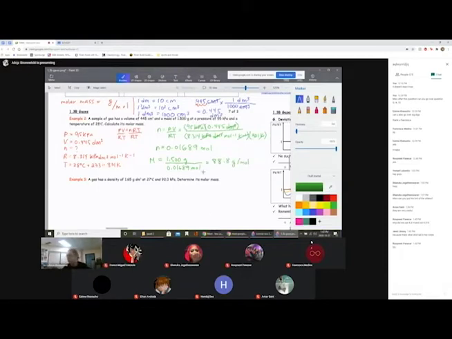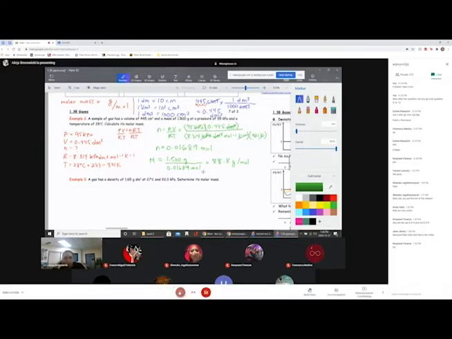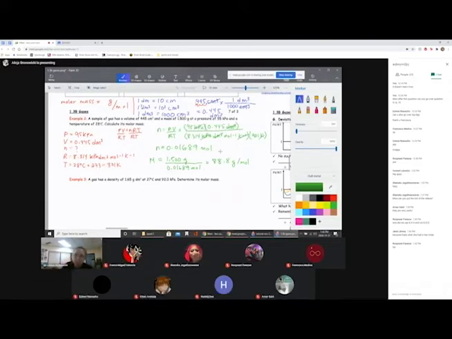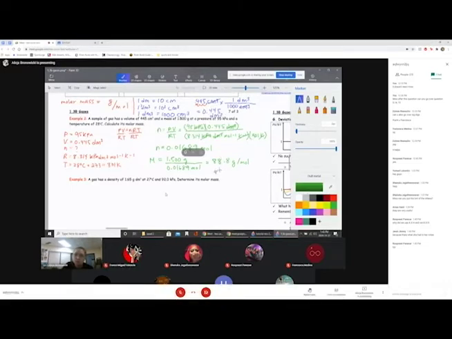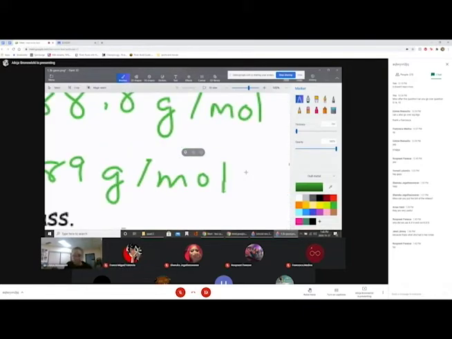Okay. So what's my mistake? Can I leave it at 88.8? Right, sig figs. So how many sig figs should I have in my answer? 2. Good. So it's 89 grams per mole. Oh, that just got really big.